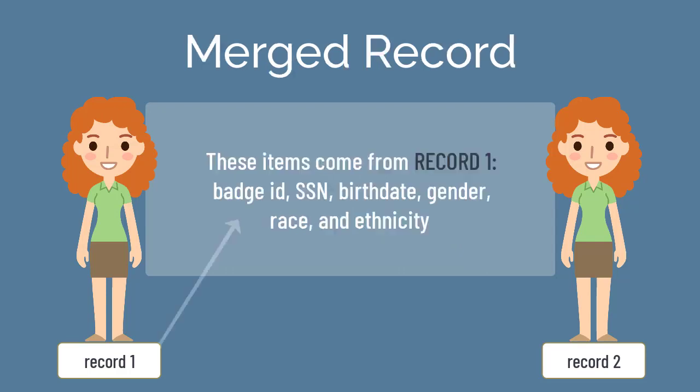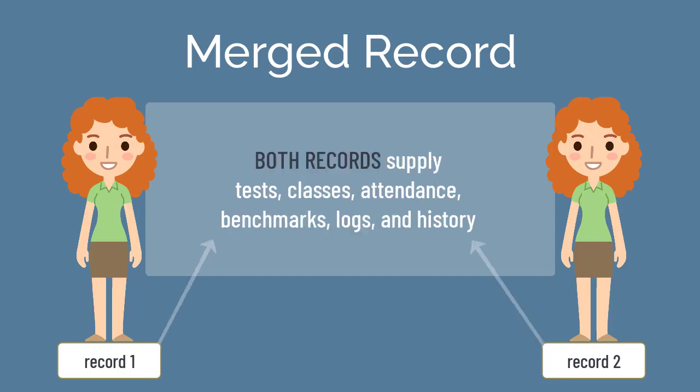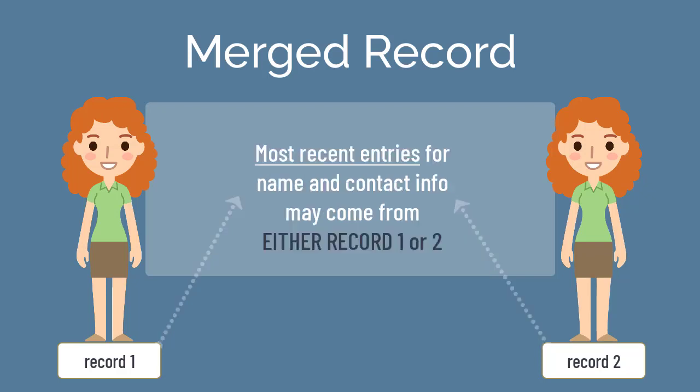Record 1 will provide the badge ID, Social Security number, birth date, gender, race, and ethnicity. Both records supply tests, classes, attendance hours, and other details. Finally, the most recent entries for the student name and contact info will appear on the merged record. They could come from either Record 1 or Record 2. Names and contact info from both records will be retained on the Student's Info screen of the merged record.